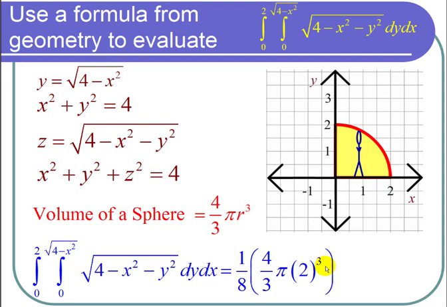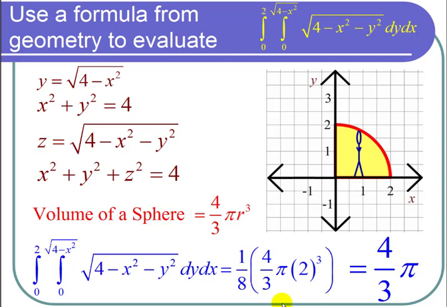So now let's just simplify. 2 cubed is 8, so the 8 and the 1/8 cancel, and I can conclude that this double integral is equal to 4/3 times pi. And I'm done with the problem.